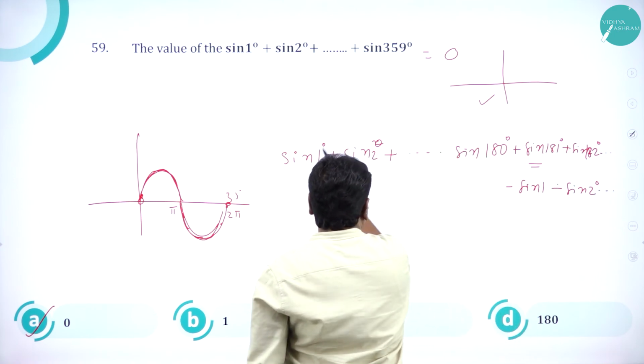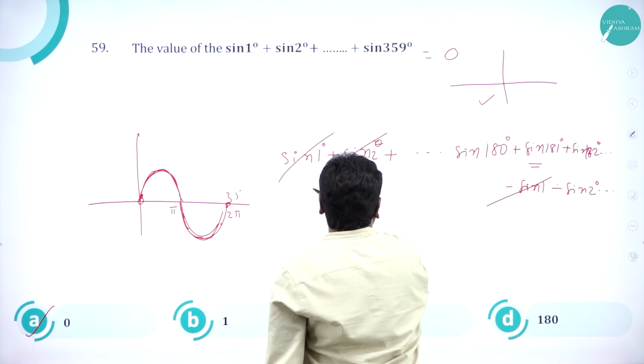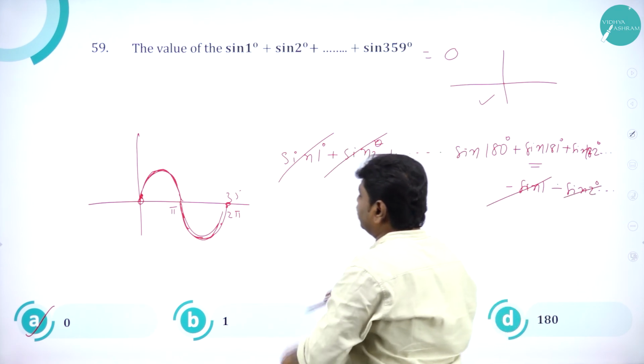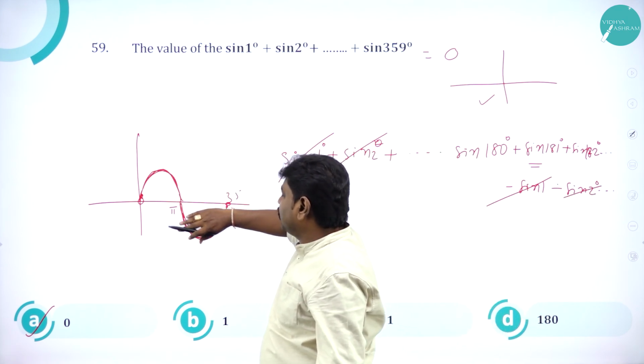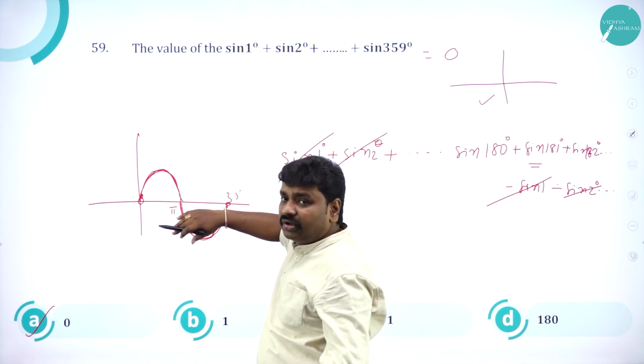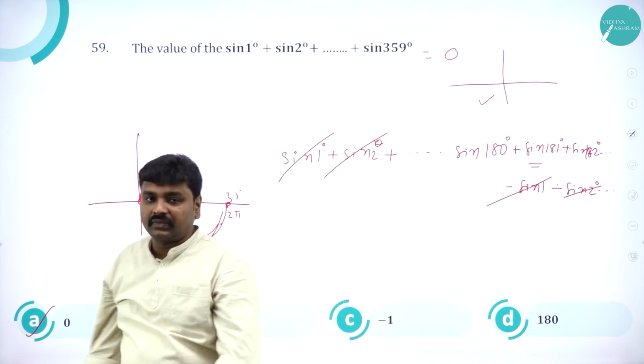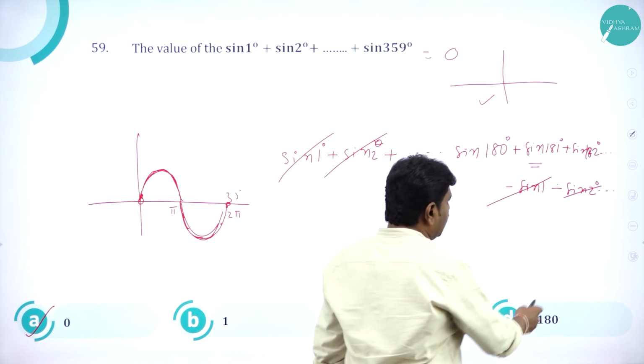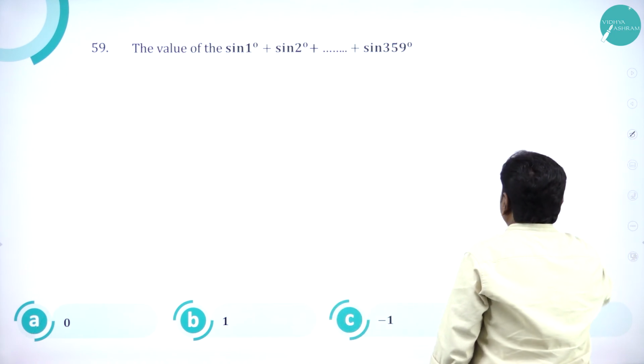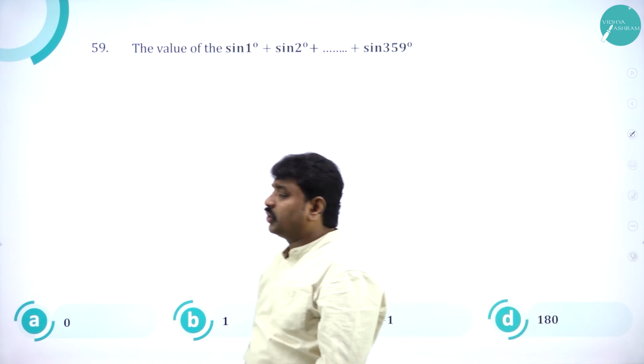Here we have sine 1, sine 1 minus sine 1, sine 2 minus sine 2. Like that everything cancels, we will get 0. Or these values and these values: these are positive, these are equal negative. It will cancel. Then or use allied angle and get it done. So I hope all of you understood this.